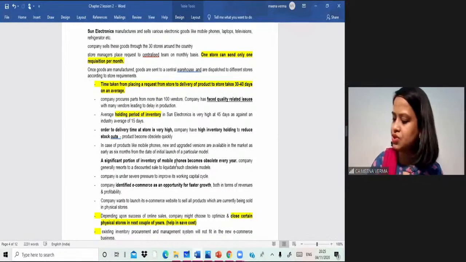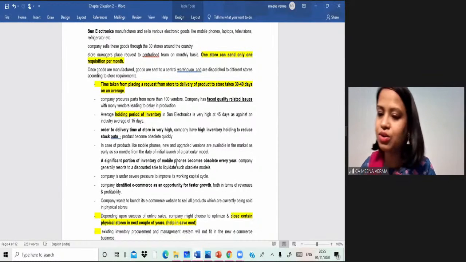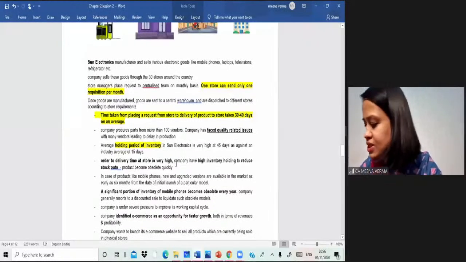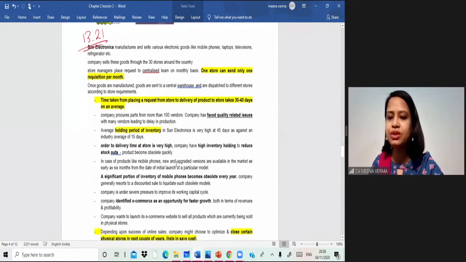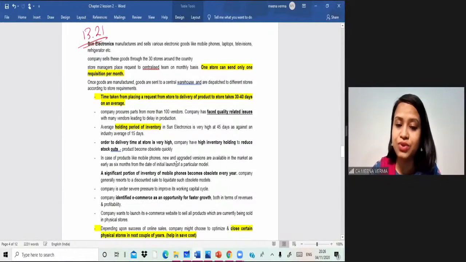Okay, this is a question in page 13.21. Thank you, Ambika. Ambika from Mumbai. This question is 13.21, in page number 13.21. Yeah, this is from chapter 13.